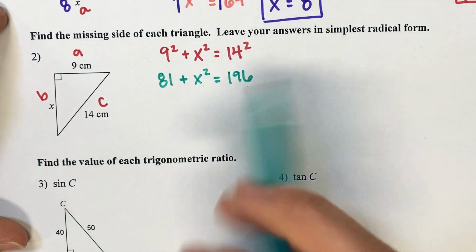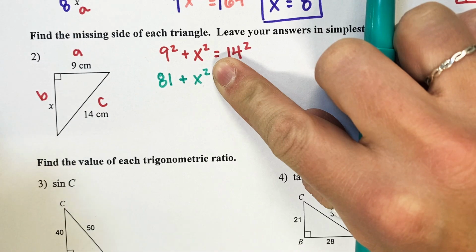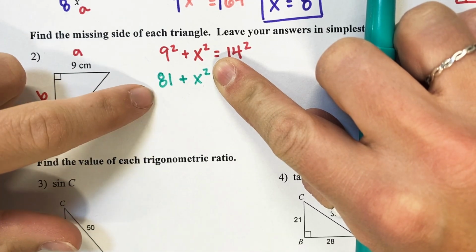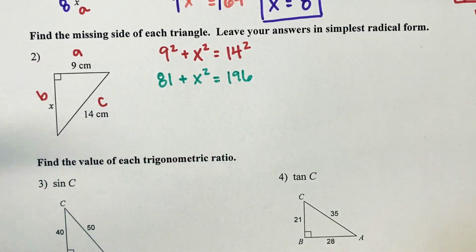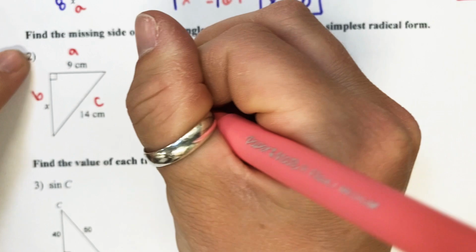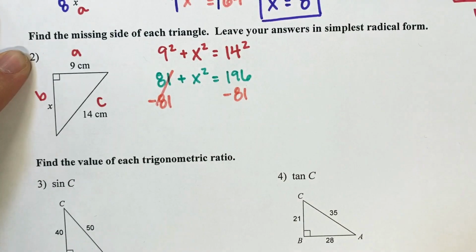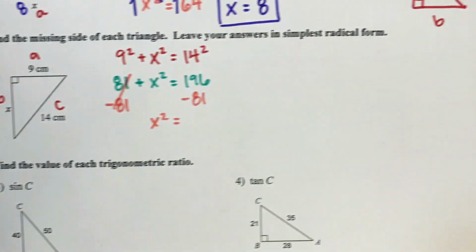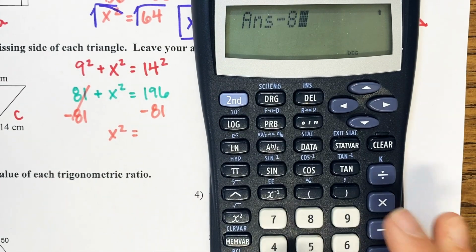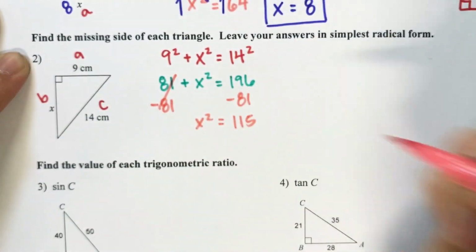Now I'm looking at my side with my x to get x by itself. The first thing I've got to get rid of is this positive 81. So how do I get rid of positive 81? Or what is the opposite of a positive 81? We are going to subtract 81 from both sides. So I have x squared left over. 196 minus 81 is going to give me 115.